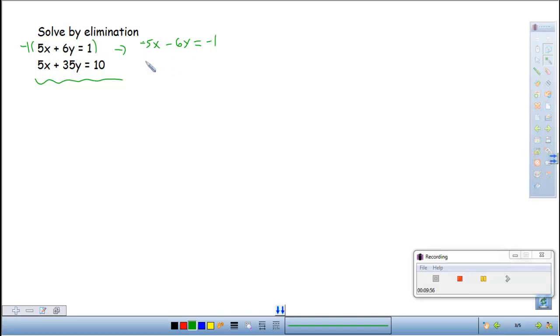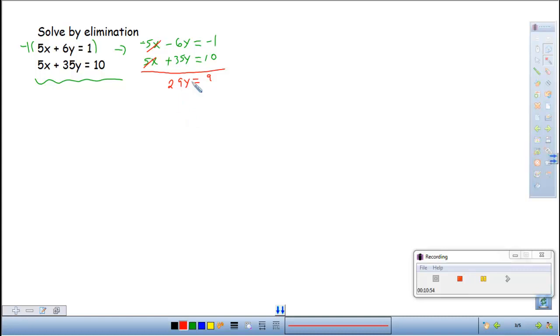My second equation, I don't want to change it at this point, because I want my 5's to be opposite on the x, and now they are. So I'm going to keep my second equation just like it is. Now, once you get that, you're going to add the two equations together vertically there, adding your like terms. So once you have one of your variables to have opposite numbers, same number, opposite signs, then you're going to add your two equations together. Well, negative 5x and positive 5x will simply go to 0. They'll cancel each other out. That's the elimination part of it. And then negative 6y and 35 is going to give me 29y. And then negative 1 and 10 will give me a positive 9.